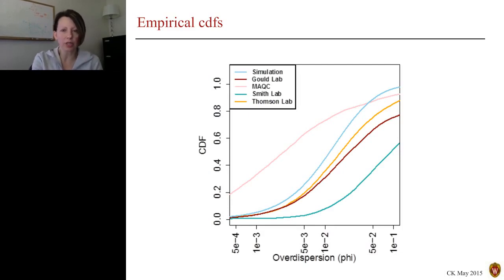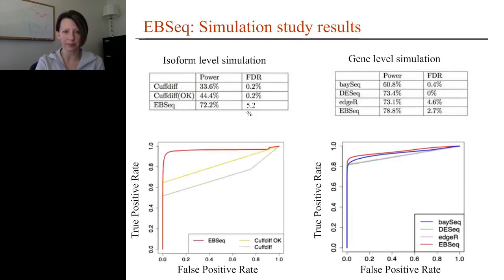So the simulation is shown, these are just cumulative distribution functions, the simulation is shown in light blue. Pink is the microarray quality consortium data. It looks a little bit like an outlier because much of that is technical reps, not biological reps, and so our simulation looks reasonable with respect to this diagnostic. And here we have some results.